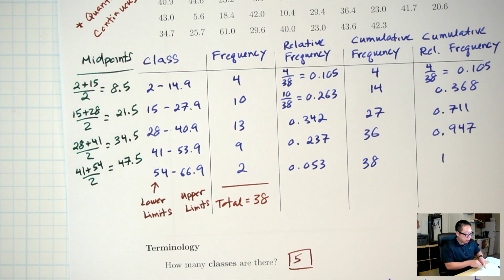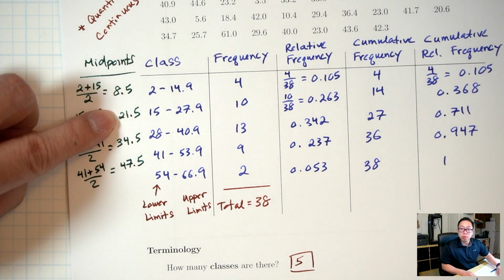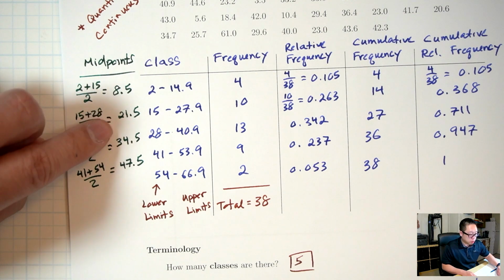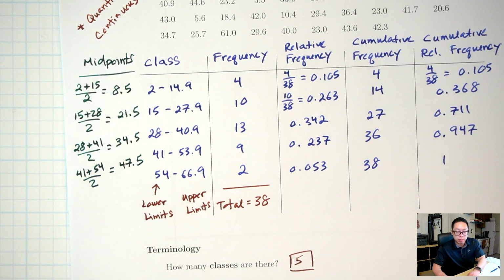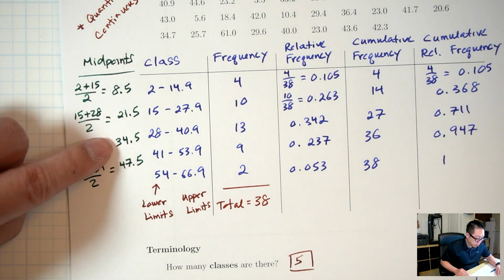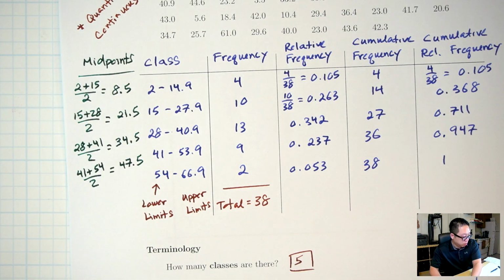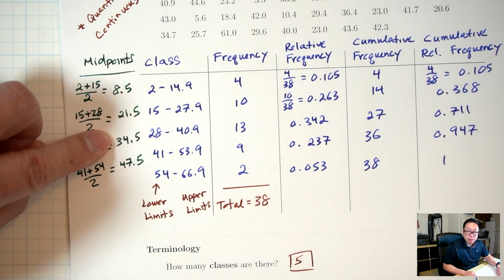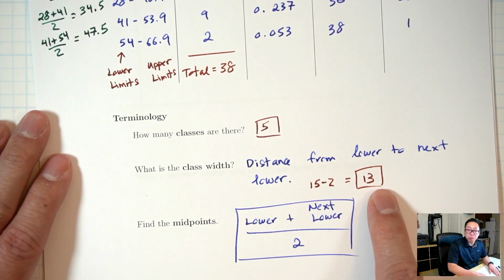So one thing I want to point out here. 8.5 to 21.5. What's the distance from 8.5 to 21.5? So subtract that. 21.5 minus 8.5. It's 13. What about between 21.5 and 34.5? 34.5 minus 21.5 is also 13. So my point here is these numbers are going up by 13, which is the class width.